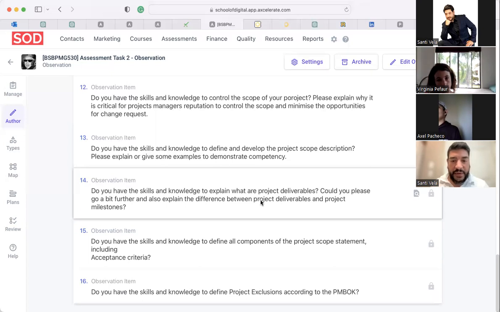So what are deliverables? Deliverables in project management are big chunks of work packages. What is a work package? It's a combination of interrelated activities. So usually projects have 4, 5 deliverables. They are big chunks of work.